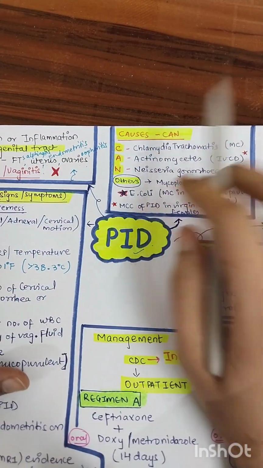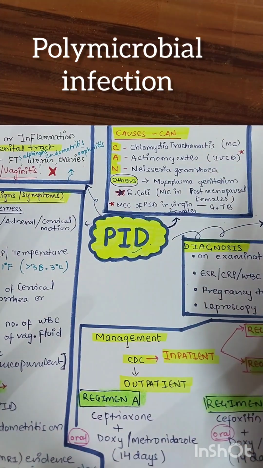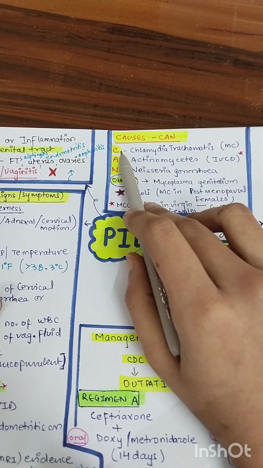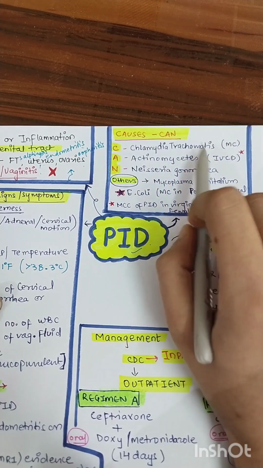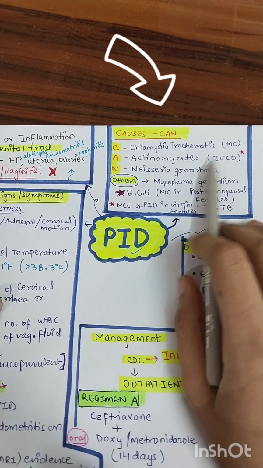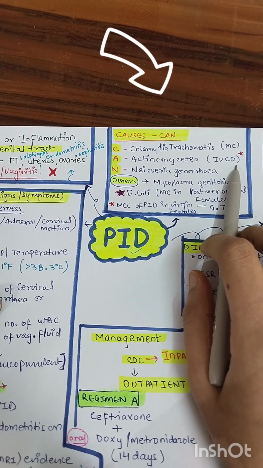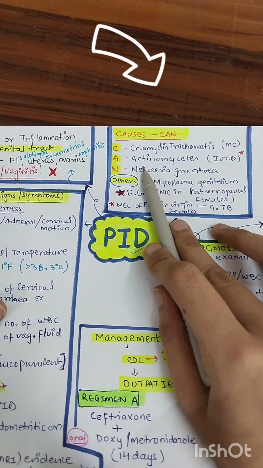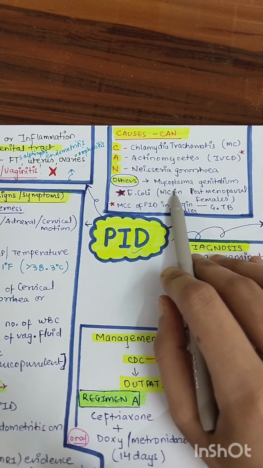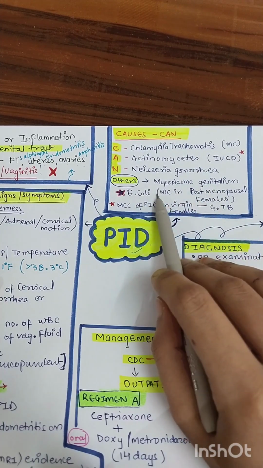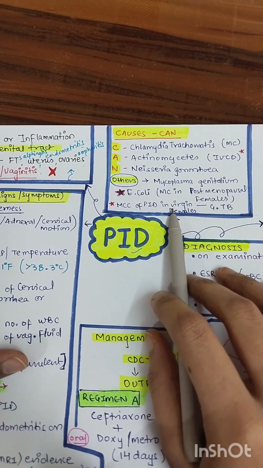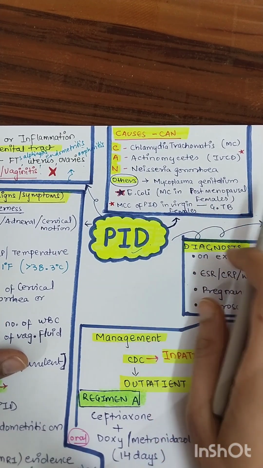So, causes: it can be due to polymicrobial infections, so caused by a variety of organisms, which can be remembered by CAN. Chlamydia trachomatis is the most common organism causing PID. In IUCD users, which is intrauterine contraceptive devices, Actinomyces organism is most common. Neisseria gonorrhoeae and others include Mycoplasma genitalium, E. coli, which is most common in postmenopausal females, and genital TB, which is the most common cause of PID in virgin females.